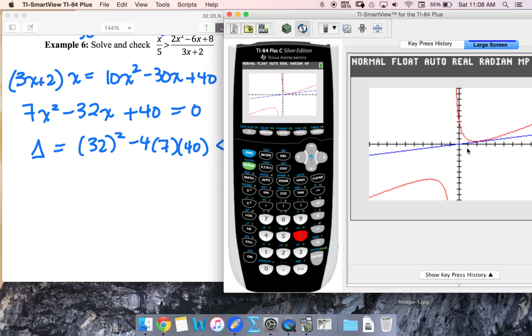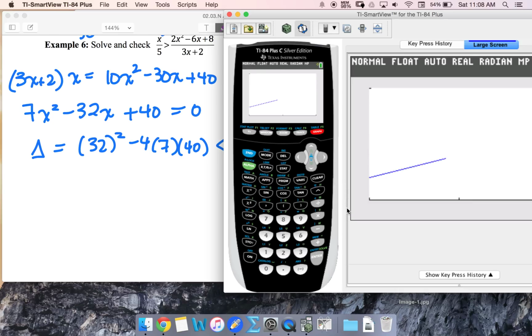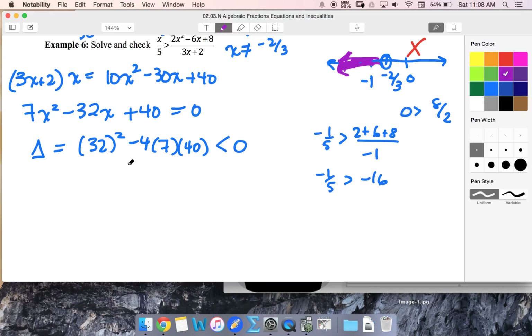I'm going to zoom in from 1 to 3 and 0 to 1, so I'm going to change my window. My x's I'm going to take from 1 to 3, and my y values from 0 to 1, just to look really closely at what's going on there. There's my line again, and there's my curve. Sure enough, I can see that they never meet, which is what we got from this discriminant. So looking at this, everything for x less than -2/3 makes this inequality true.